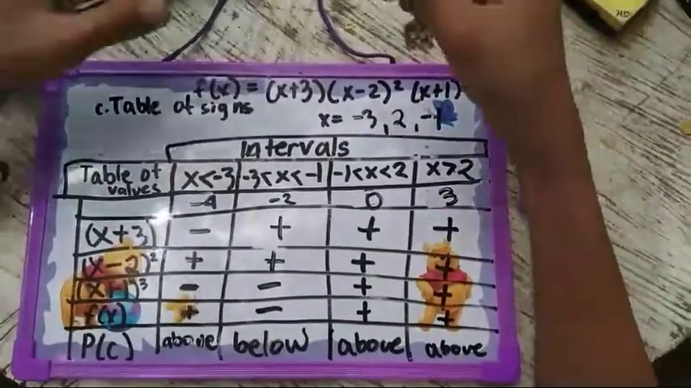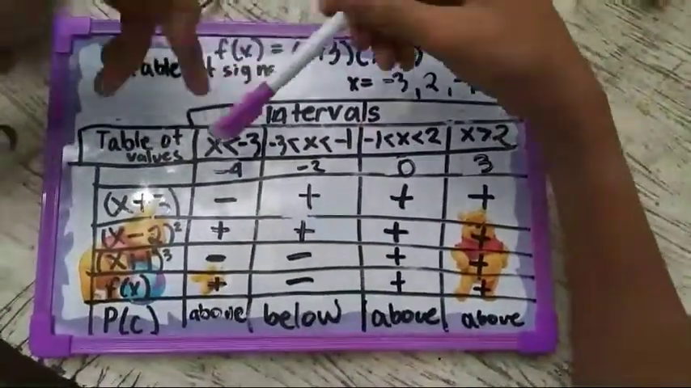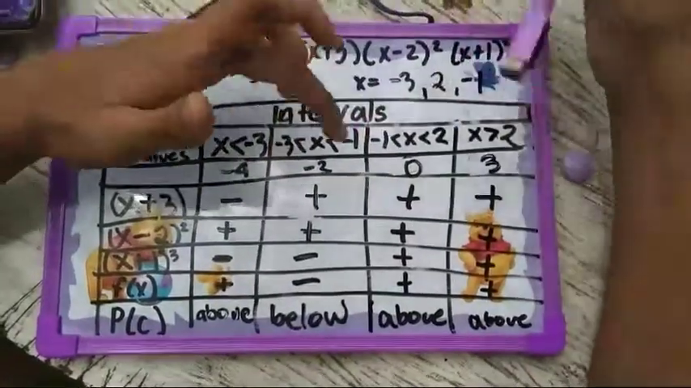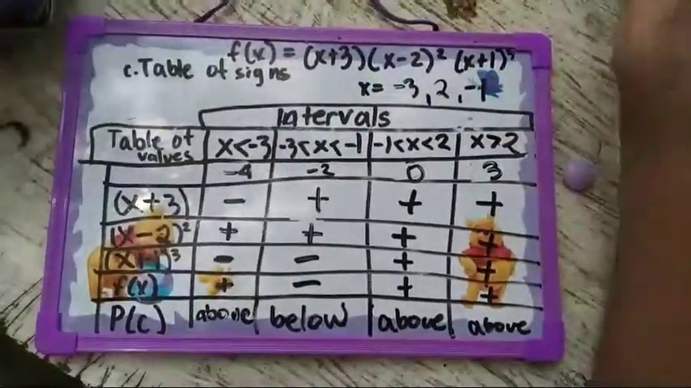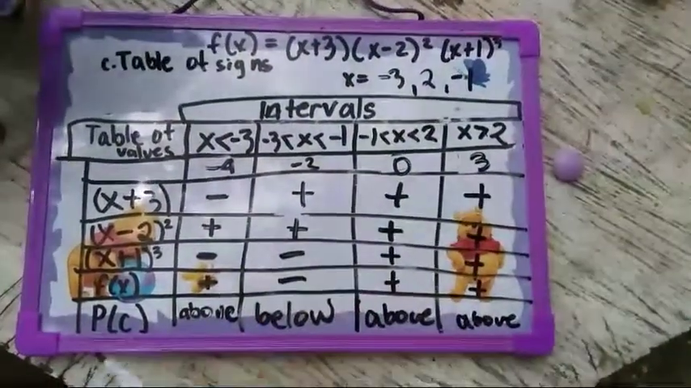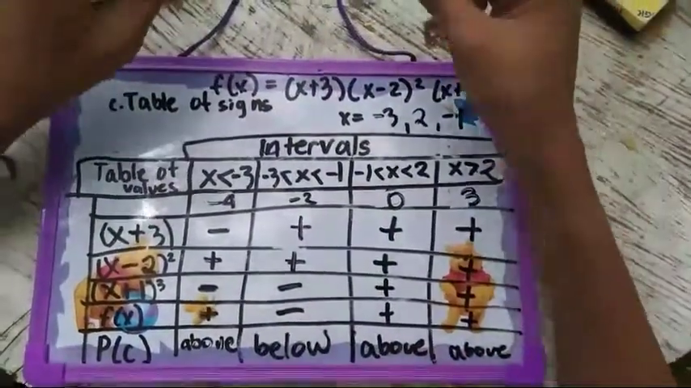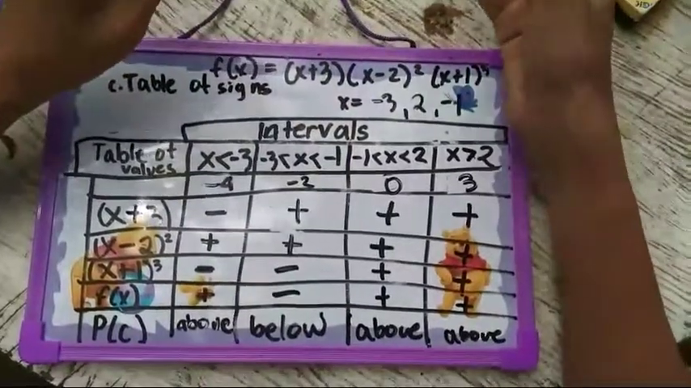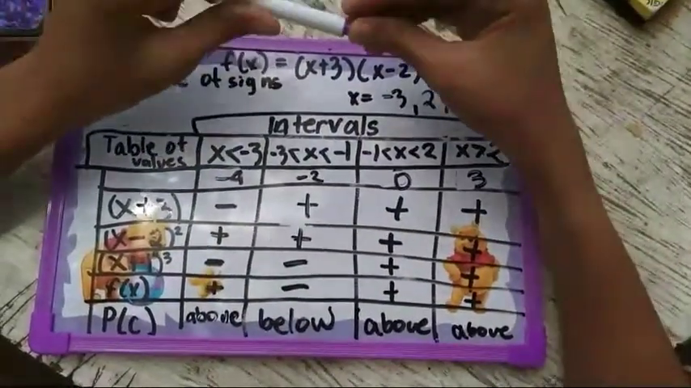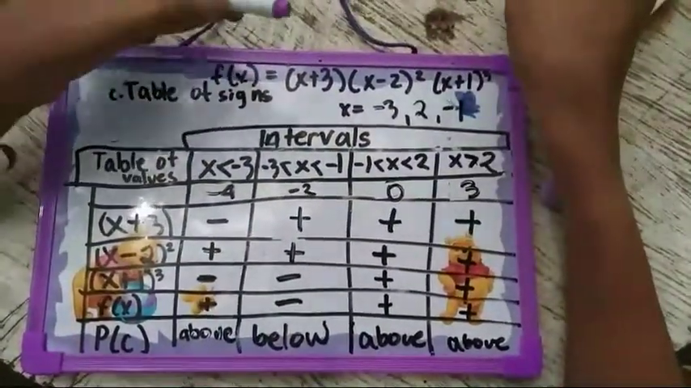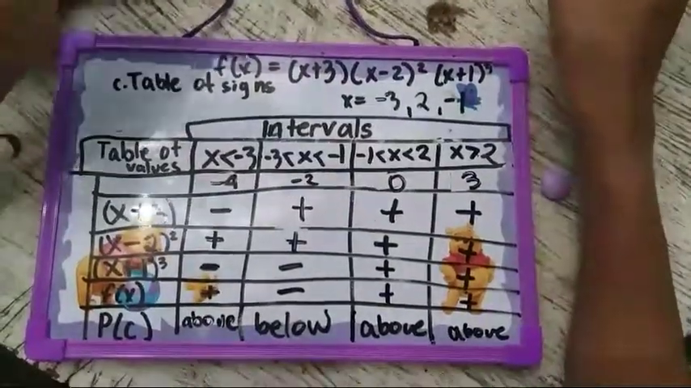So we are now going to use the same steps we used for our -4 for the next test values. And we now have an answer for our table of signs. Our p of c, which is above, below, above, above. And we are going to use the p of c for our next step, which is sketching our graph. And this will help us to determine what would be the behavior of our graph.